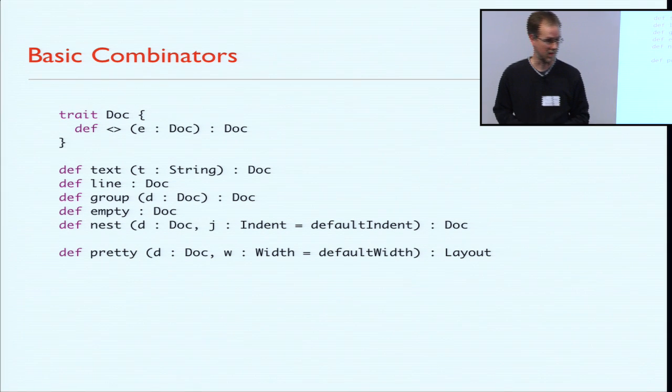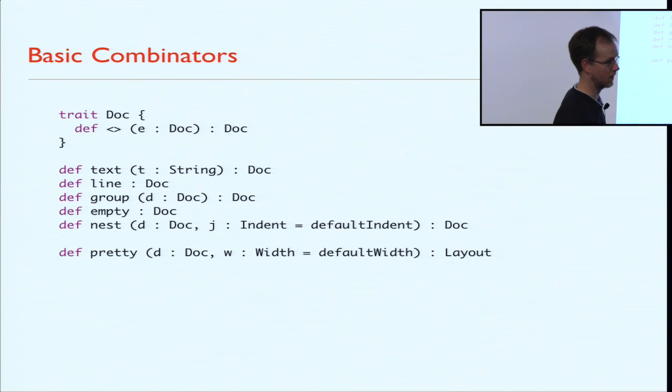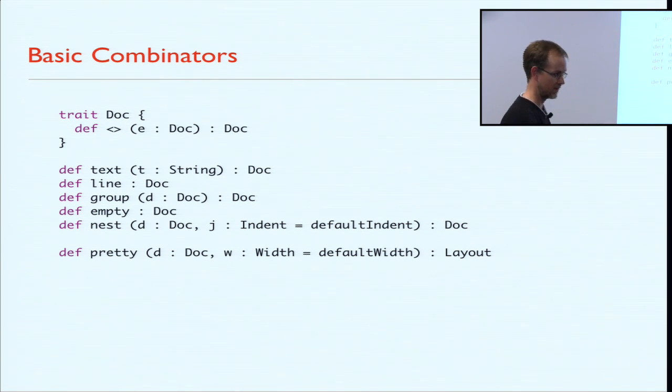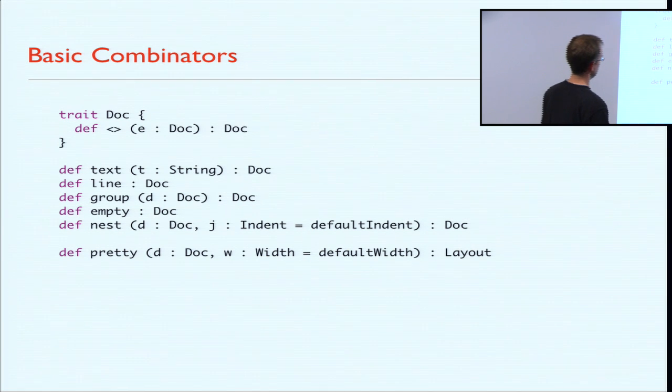So what does this look like? It's all in Scala, by the way, because everyone uses Scala these days. But the paper has a Haskell implementation if you want to go back to that. So this is the basic story. Like most combinator languages, there's a base set of combinators that are the primitives, and then there's a bunch of others, which I'll show you some examples of in a minute.